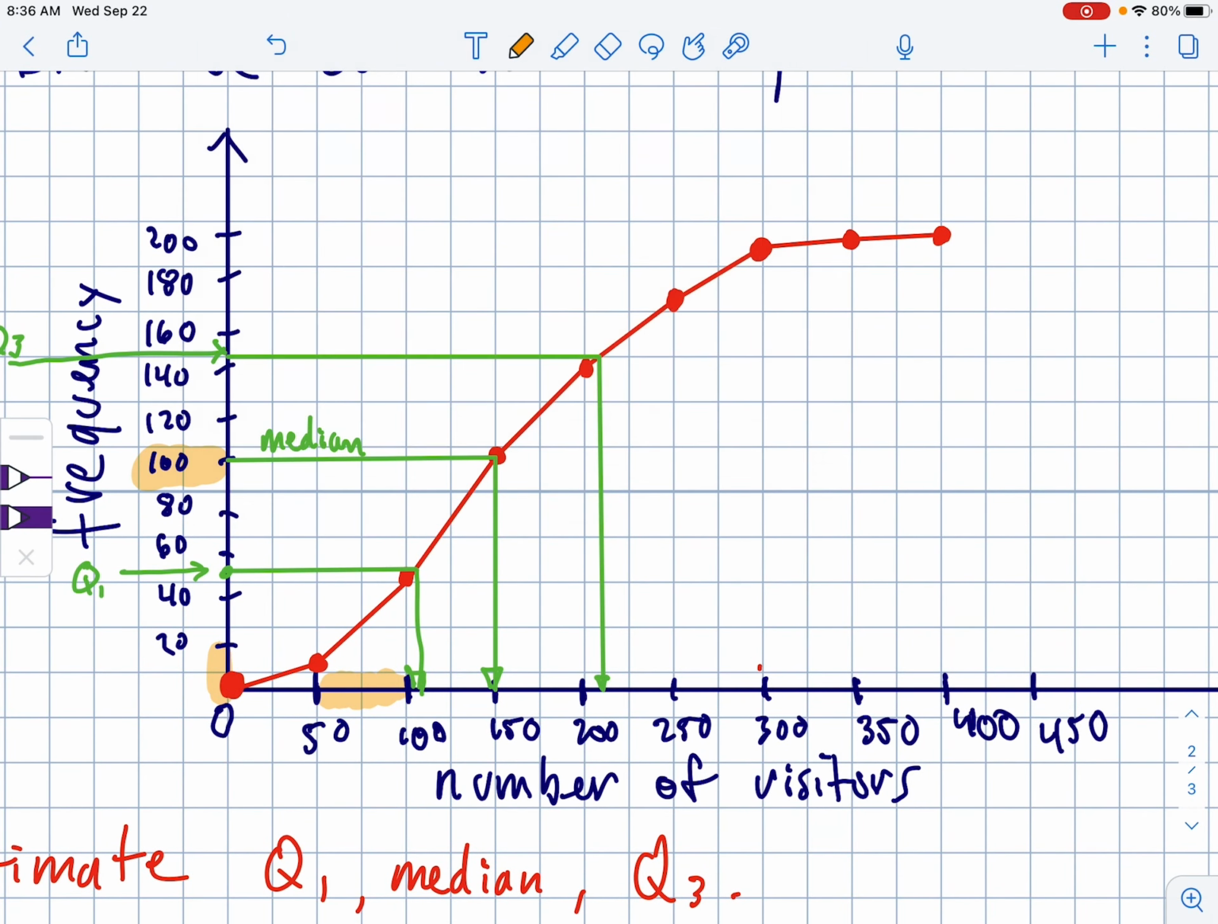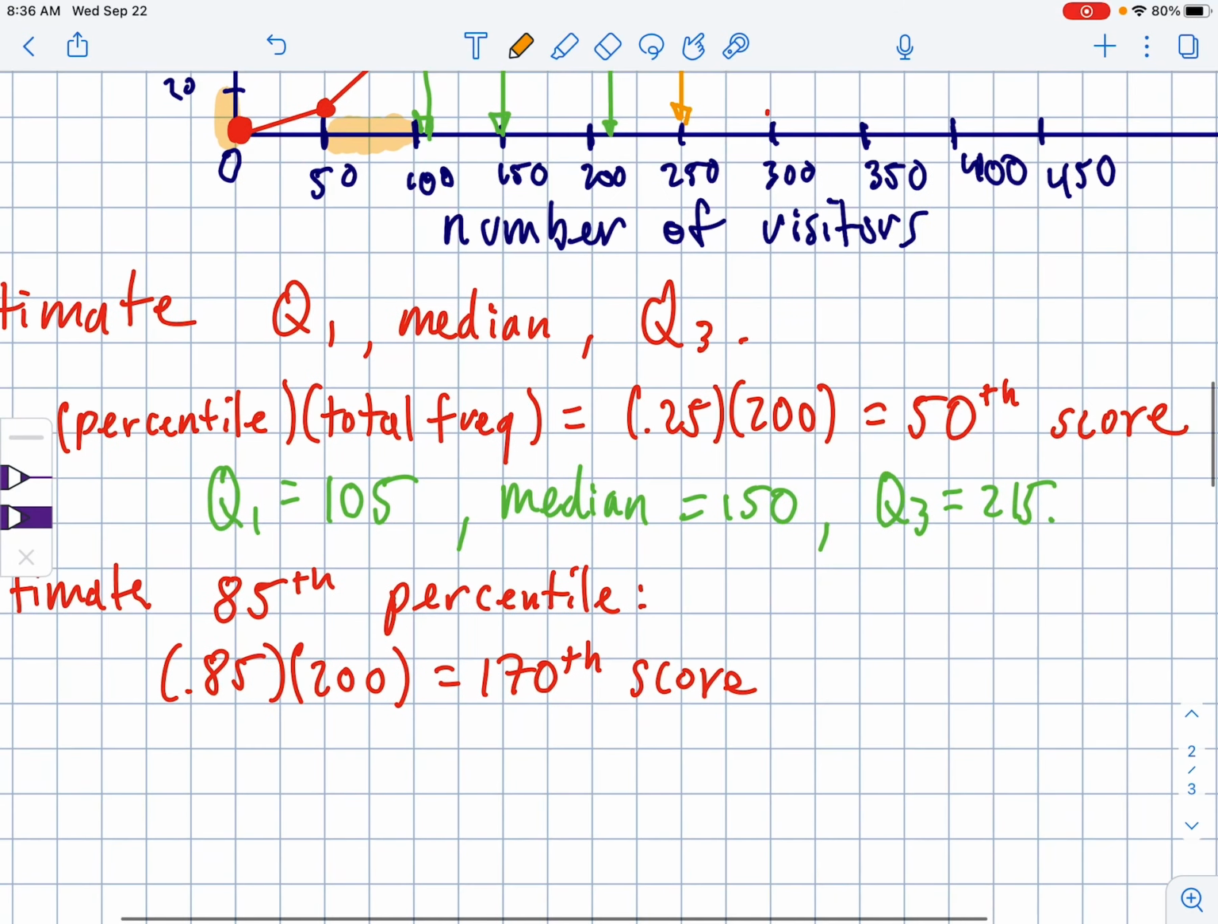So back up here, that means we go to 170 and draw a line. It's a little bit above that, so I think it's around 250. What does the book say? Yeah, 247 is what they said, so 250 is close enough for me.